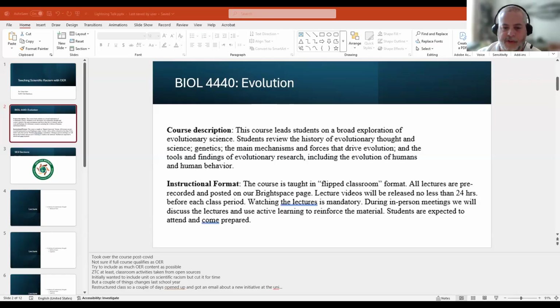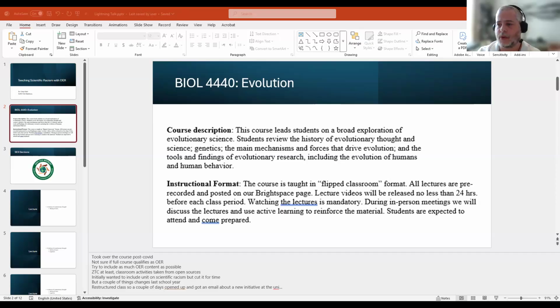I took over this course post-COVID when we came back into the classrooms, and I had previously, at a different campus, been teaching an OER course and absolutely fell in love with the whole idea of it. So I tried to make evolution as OER friendly as possible. I've never really gotten a definitive answer about whether the full course qualifies as OER, but I definitely try to include as much OER content as possible. I don't have a proprietary textbook that I use. Many of the classroom activities are taken from open sources.